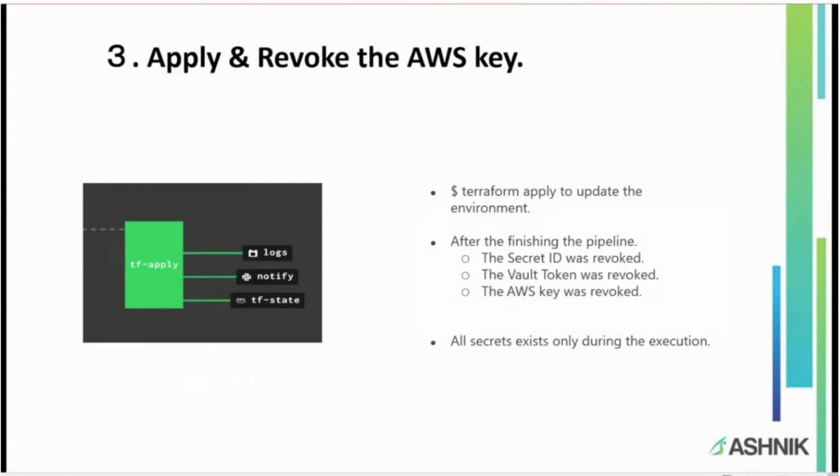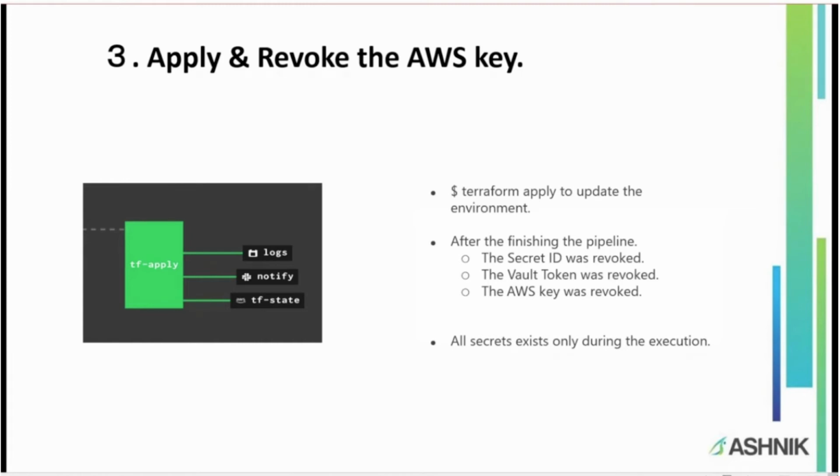So coming to stage 3, this is the final stage where we perform the Terraform apply to update the environment. Once this is completed in the pipeline, the secret ID will be revoked, and the Vault token and also the AWS key will be revoked. All these secrets exist only during the execution phase.